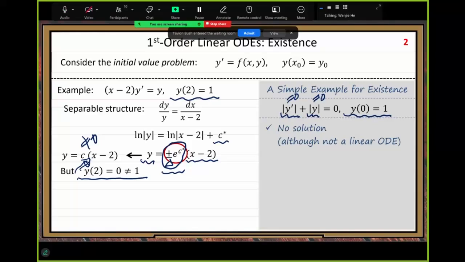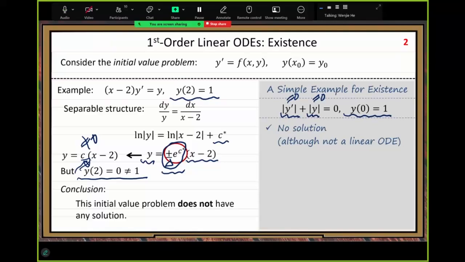All right? So here you can see, this is a non-trivial example, right? In this non-trivial example, the initial value problem does not have any solution. The conclusion. Okay? But we need to understand why. So we agree, based on our calculation, it does not have any solution. But we want to know why it doesn't.